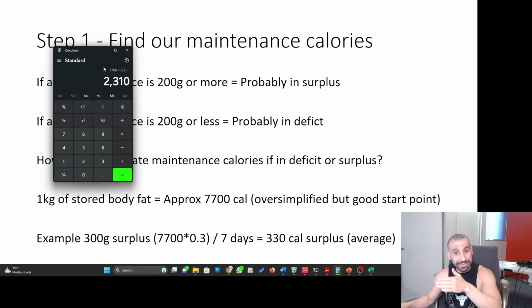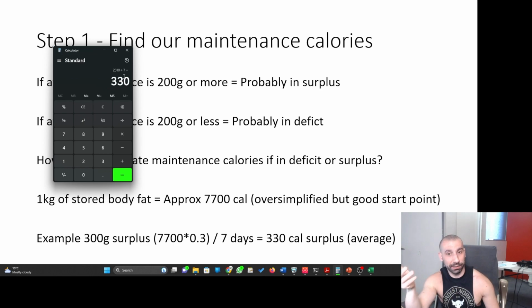We can work that out as a daily surplus. So if we just divide that by 7 days, this person on average is probably eating 330 calories over their maintenance calories per day. Okay? So if that person's maintenance is 2,000 to maintain 70 kilos, okay, if they're eating 2,330 calories, then they're probably in a 330 calorie surplus because they seem to be gaining about 300 grams a week.